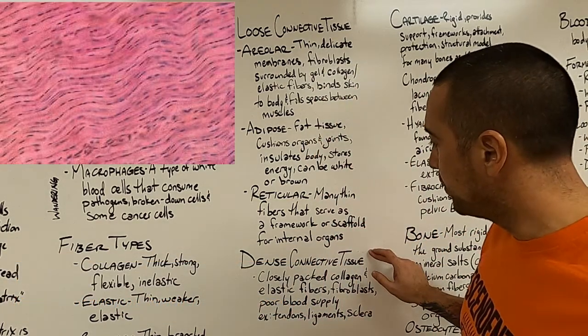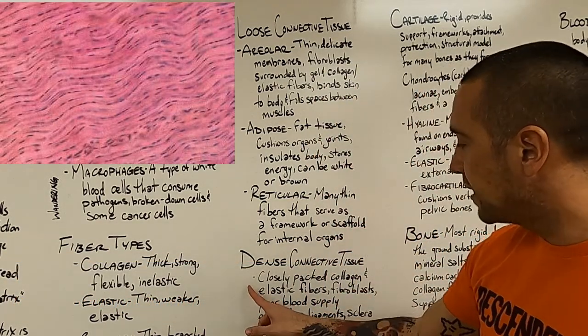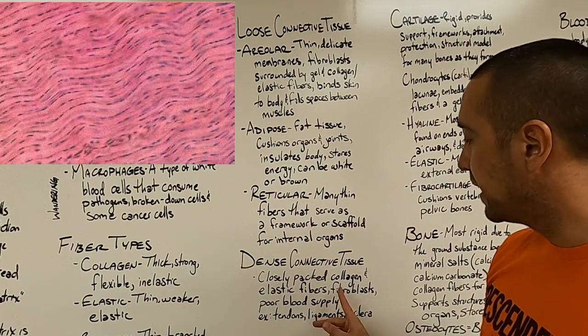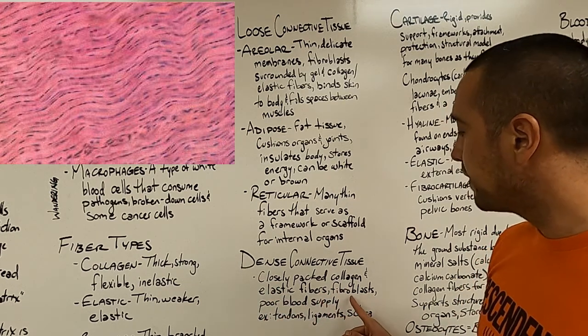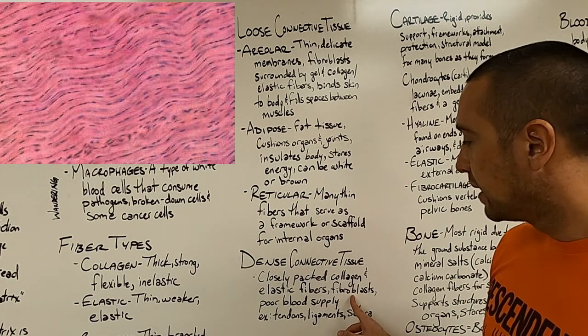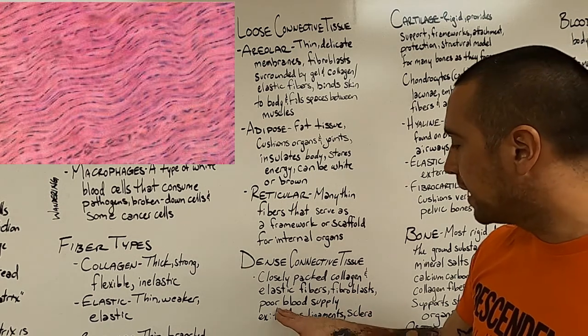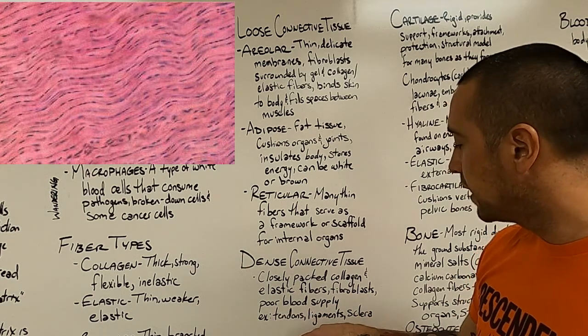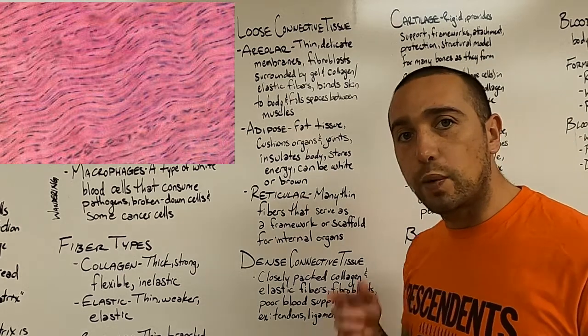Dense connective tissue. It's called dense because it's got a lot of closely packed collagen and elastic fibers. There are fibroblasts in there spread out, and there's very poor blood supply. These are things like tendons, ligaments, and the sclera, which is the white of the eye.